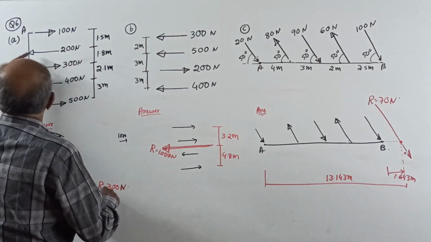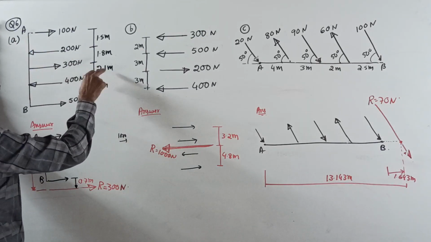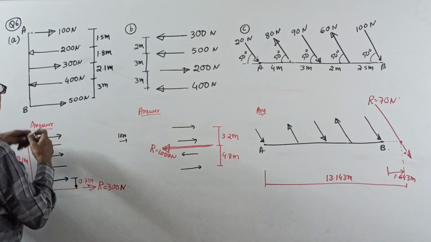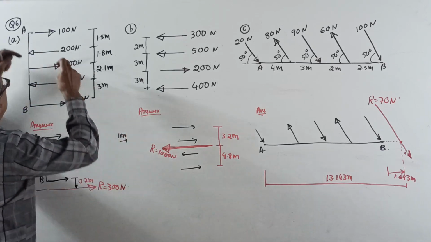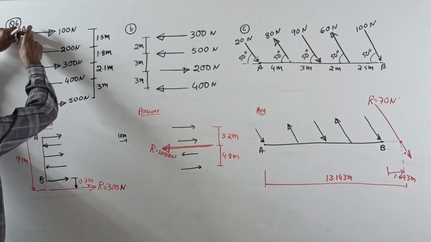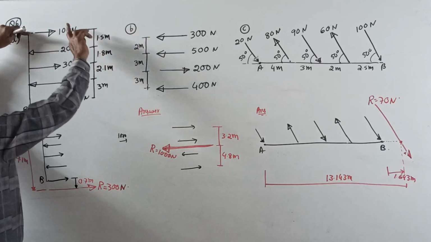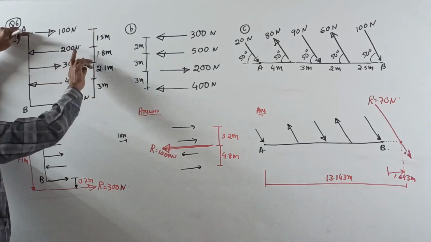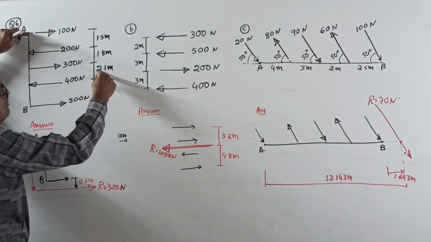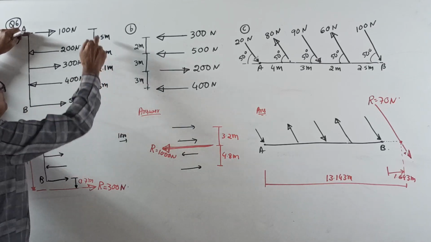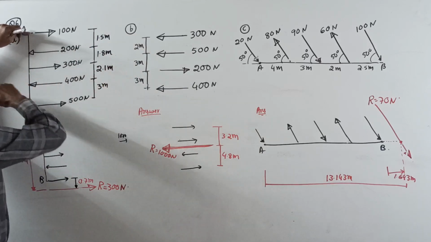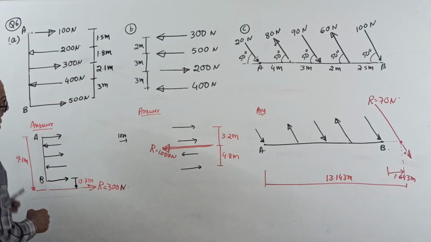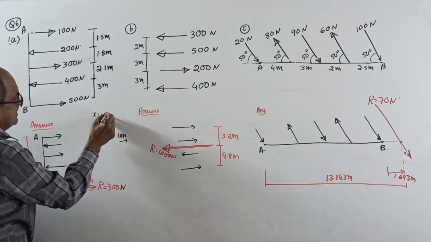Line of action. Let the resultant cut this line AB at a point X. Draw one more sketch showing this, at X from the top. Then take moment about A, clockwise positive: 100 into 0 plus 200 into 1.5 minus 300 into 3.3 plus 400 into 4.5 minus 500 into 8.4 equals resultant moment. Resultant is this way, so resultant 300 into X. Your X will come plus 9.1 meter.